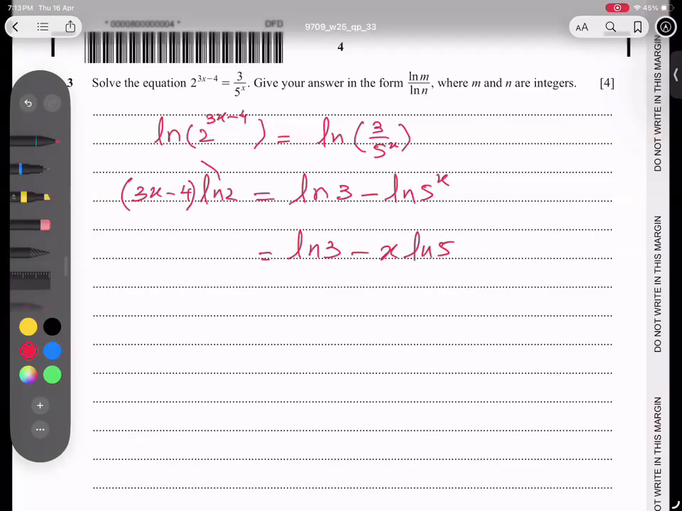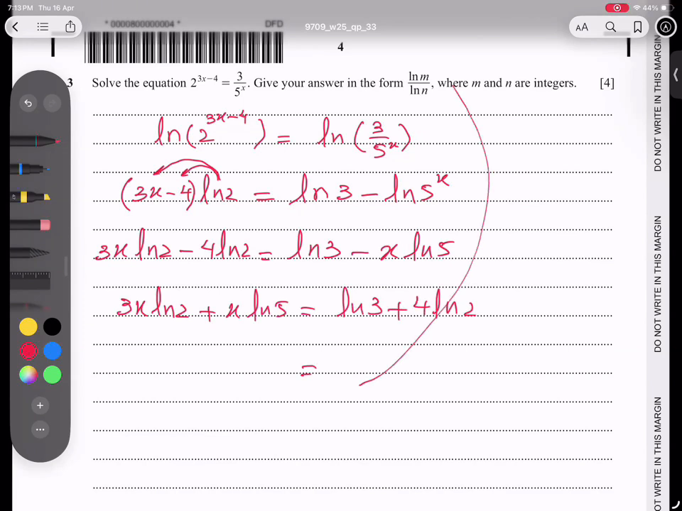Now here right hand side is multiplying in the bracket 1 by 1. So 3x log of 2 and minus 4 log of 2. Now we have 2x available. I will bring both together one side. So 3x ln2 positive x ln5 is equal to ln3 positive 4 ln2. Okay, because we're looking for the one log up and one log down. So this, most probably this 4 must go in the power. So we got ln 2 to power 4.